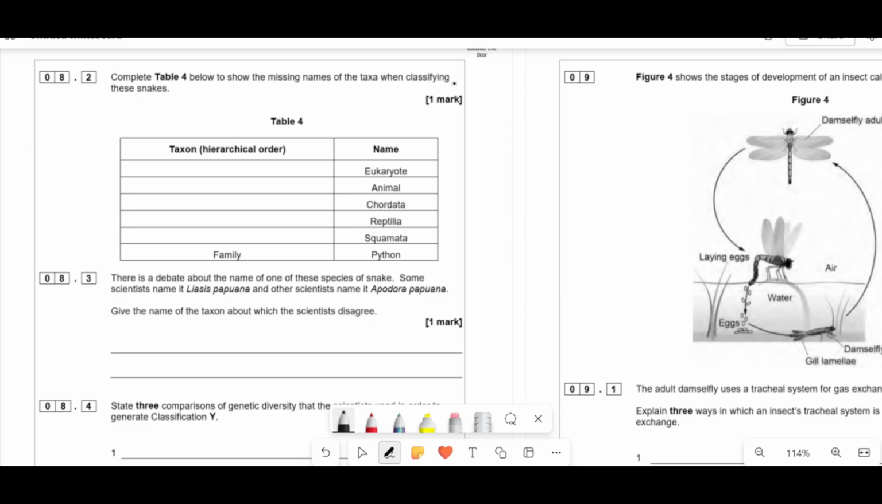So it says here to fill out this table. The way I remember it is: desperate King Philip cried out for goodness sake. So for goodness sake, genus and species would be below it. So let me just go backwards. So out, cried, Philip, kingdom, desperate. So it's going to be domain, kingdom, phylum, class, order.